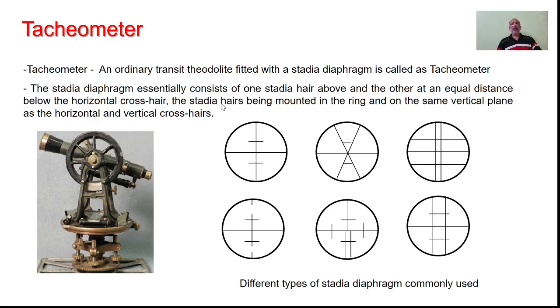Here, the stadia diaphragm can be in a number of forms, the way it is depicted here. As you see, here the horizontal hair as well as the vertical hair are the basic references. In addition, there is upper stadia and lower stadia, which are provided in the same plane as this horizontal as well as vertical hair.